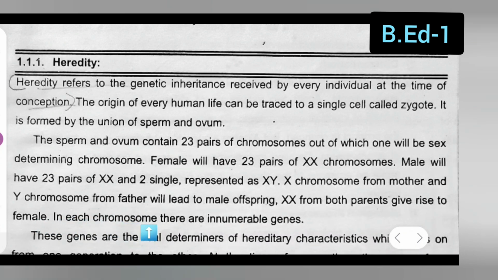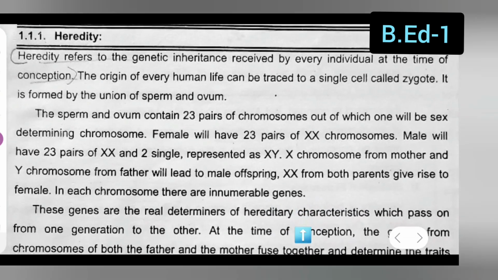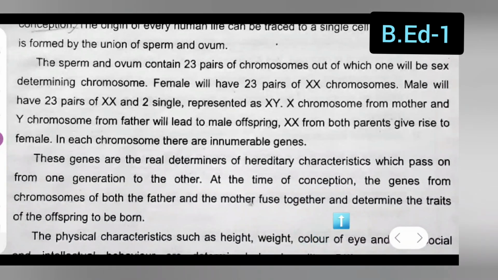In each chromosome, there are innumerable genes. Next, let us see. These genes are the real determinants of hereditary characteristics which pass on from one generation to the other. At the time of conception, the genes from chromosome of both the father and the mother fuse together and determine the trait of the offspring to be born.